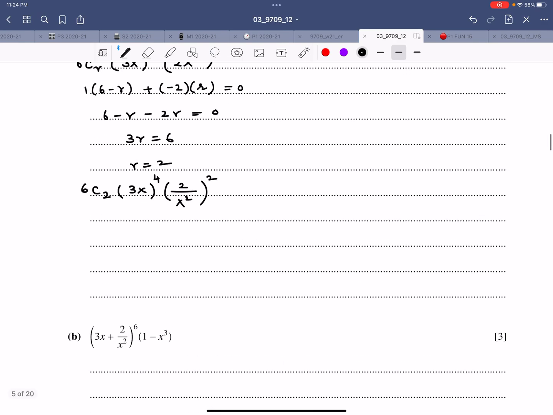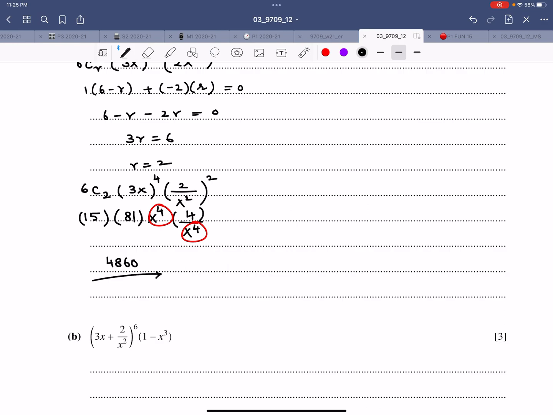3 to the power 4 is 81. This is x power 4. 2 square is 4, x4 at the bottom. So this is a double check that everything is correct. Let me grab my calculator. That is 15 into 81 into 4. This answer comes out to be 4860. That is the coefficient of term independent of x.